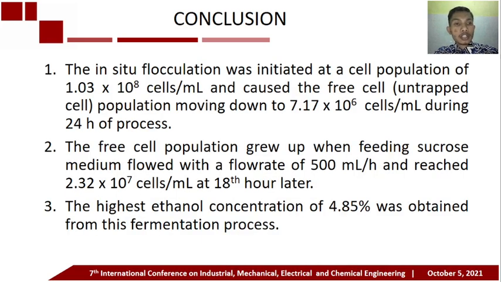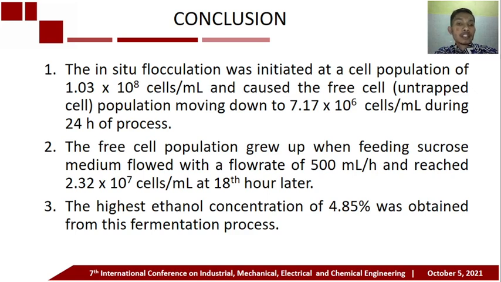Conclusion. 1. The in situ flocculation was initiated at a cell population of 1.03 multiplied by 10 to the power of 8 cell per milliliter and caused the free cell or untrapped cell population moving down to 7.70 multiplied by 10 to the power of 6 cell per milliliter during 24 hours of process.